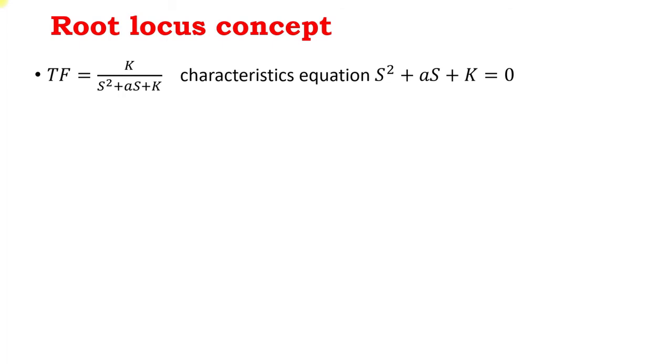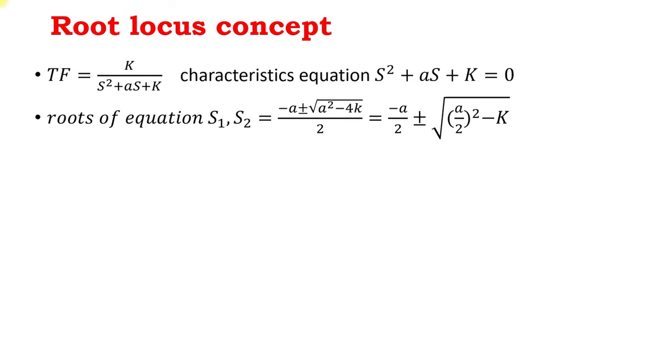The characteristic equation of the given transfer function is s square plus as plus K equals 0. The roots of this characteristic equation will be calculated by using Sridhar's formula, where s1, s2 equals minus a divided by 2 plus or minus square root of (a divided by 2) square minus K.